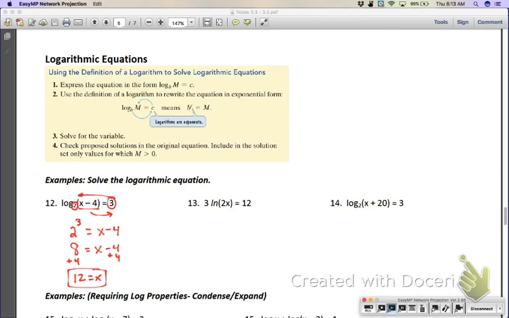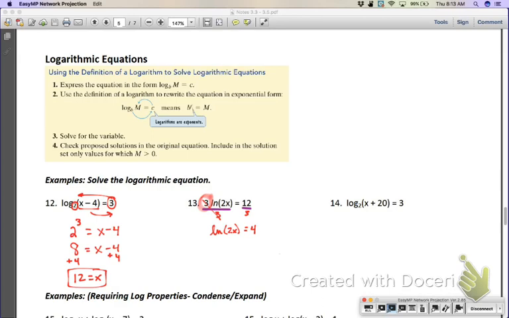Just like we did yesterday, if you have something, like on 13, that we need to remove or simplify first, in this case the 3 in front, we need to remove that number, or simplify it, I guess would be the better term. So I'm going to divide both sides by 3. So I have the natural log of 2x is equal to 4.